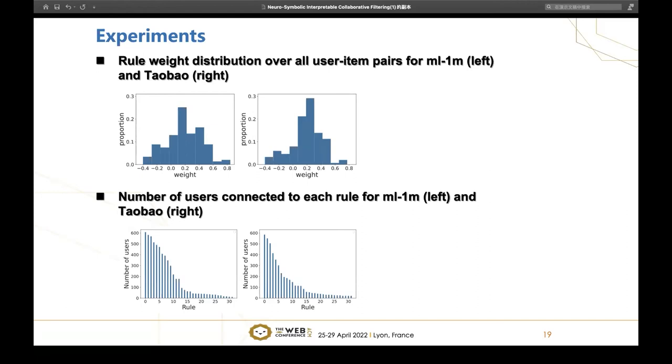And there is a large proportion of rule weights with small absolute values. Then in the next graph, we further investigate whether the learned rule weights are personalized. We can see not all users center on one rule, and the low-ranking rules even have a few connected users. As such, the personalization of rule weights is achieved.